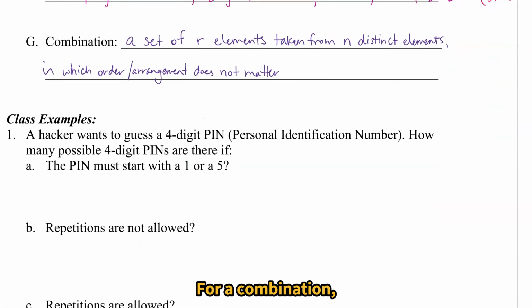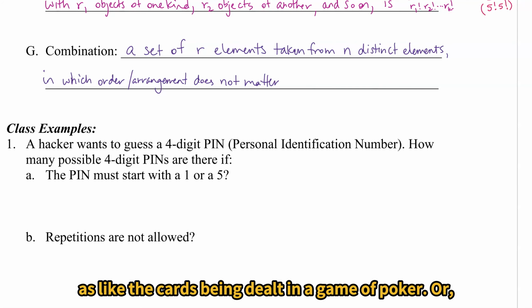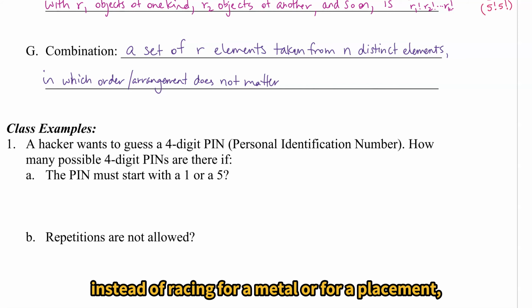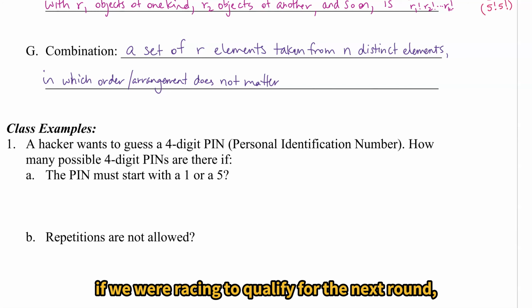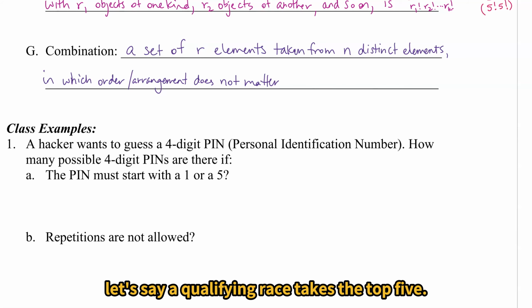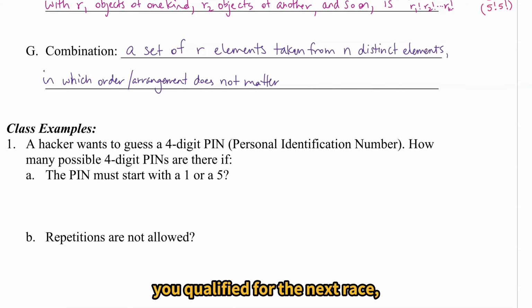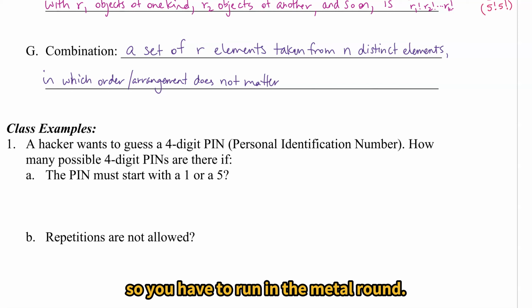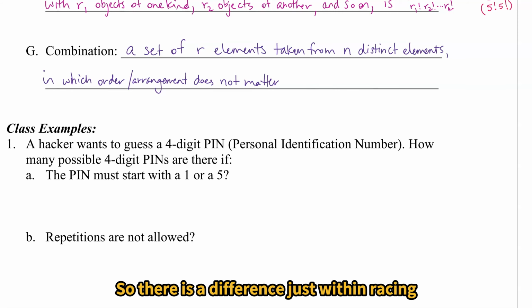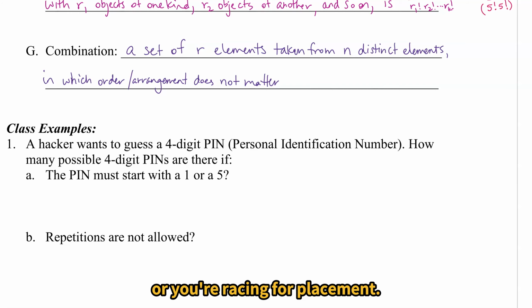For a combination, we can consider the cards being dealt in a game of poker. Instead of racing for a medal or for a placement, imagine we were racing to qualify for the next round. A qualifying race takes the top so many. Let's say a qualifying race takes the top 5. Then it doesn't matter if you come in 1st or 5th. You qualified for the next race. So there is this difference just within racing, whether you're qualifying for the next race or you're racing for placement.